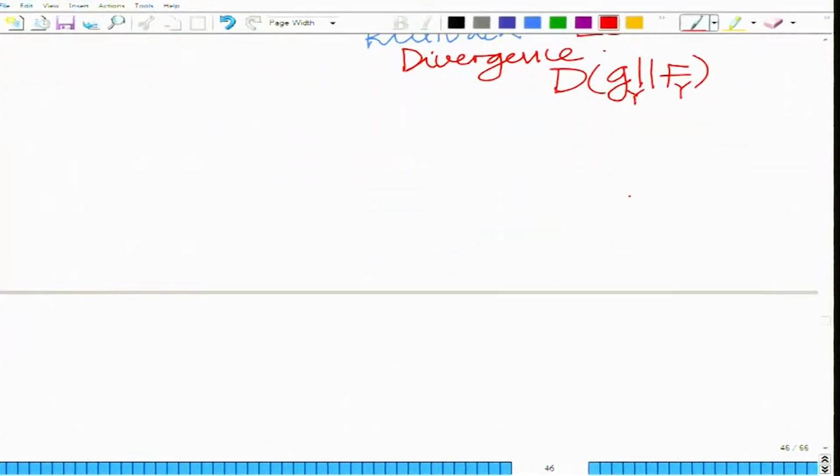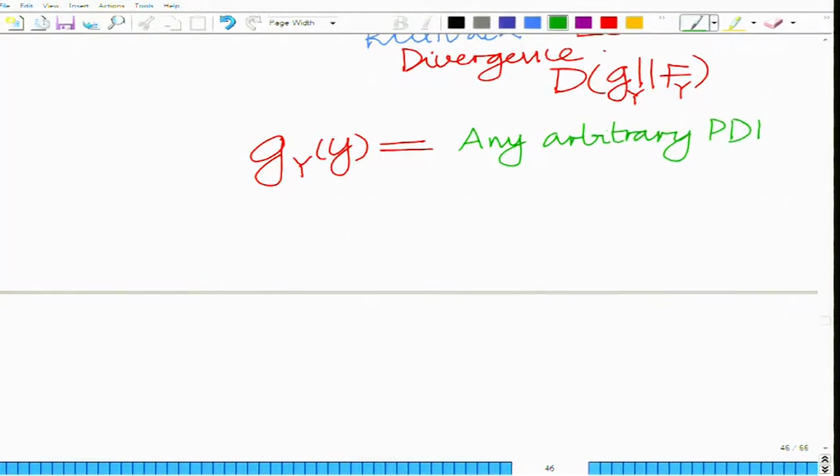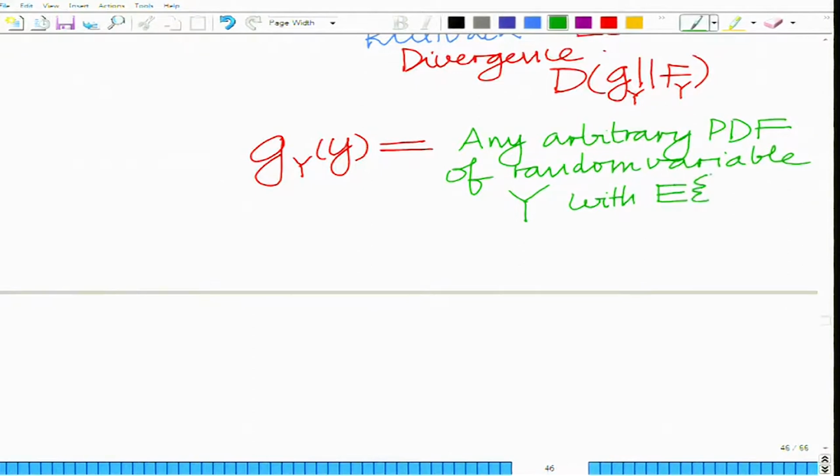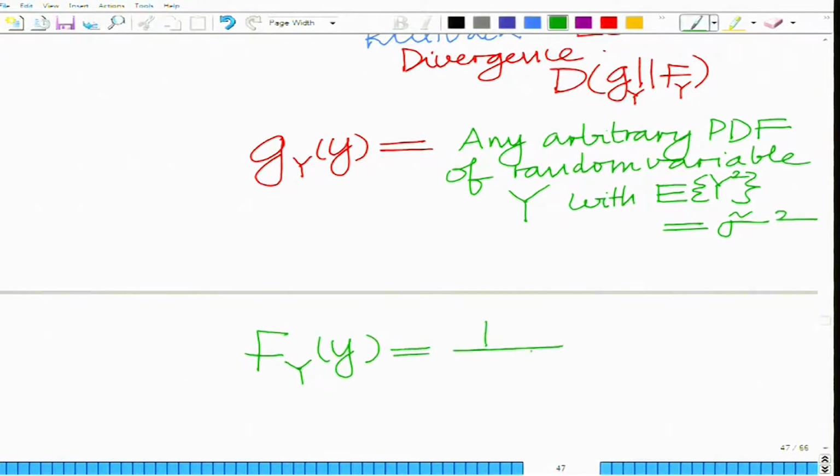Now let us set this Kullback-Leibler divergence. In this Kullback-Leibler divergence, let us set g_Y(y) as any arbitrary PDF of random variable Y with expected Y square equal to sigma tilde square.